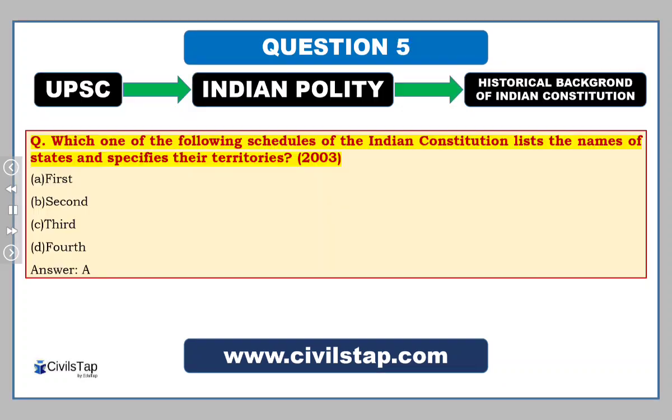3. Q. Which one of the following schedules of the Indian Constitution lists the names of states and specifies their territories? 2003. A. 1st. B. 2nd. C. 3rd. D. 4th. Answer, A.